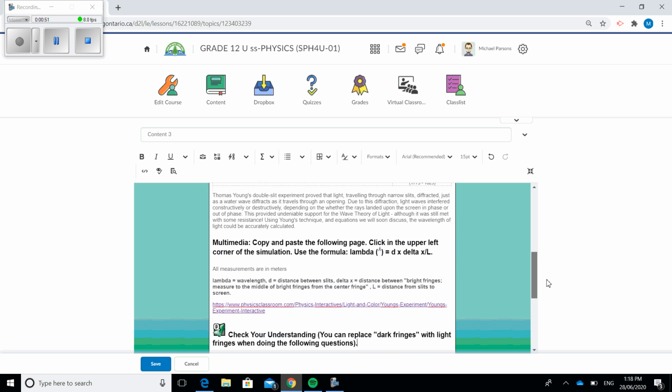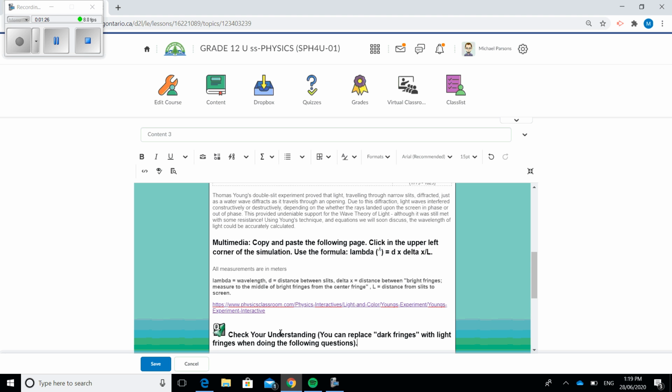And what you have to do is you first have to get this formula down, which says lambda, I tried to put the symbol for lambda in, equals d times delta x over L. Lambda is the wavelength that we're trying to get. D is the distance between the slits. So there's two slits that the waves diffract through. Delta x is the distance between the bright fringes. And we'll show you what we mean by the bright fringes and how to measure that. And then L is the distance from the slits to the screen.